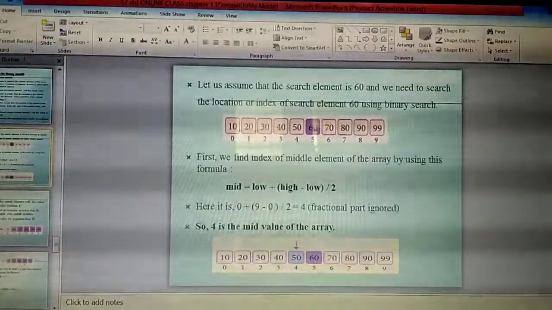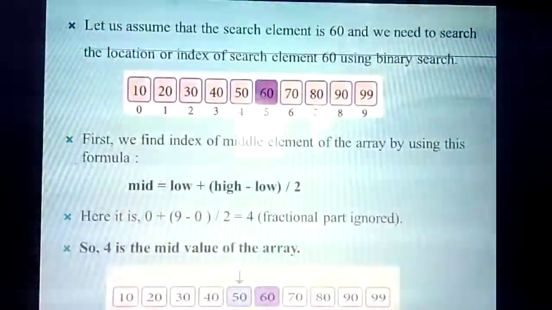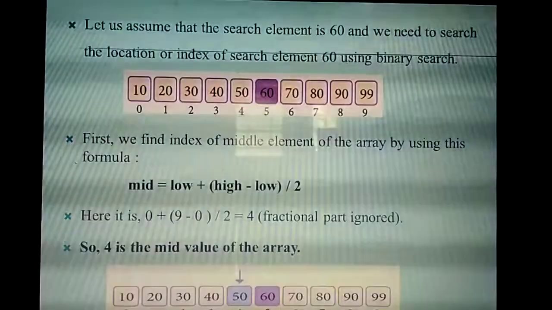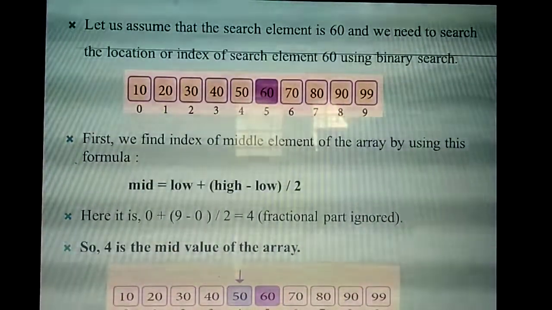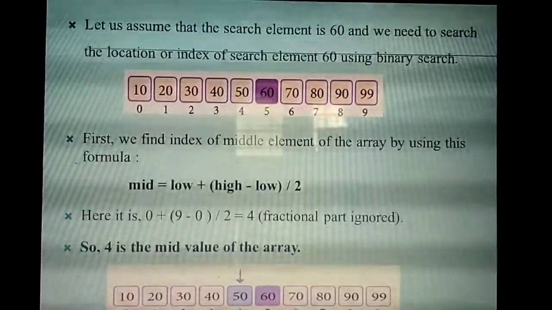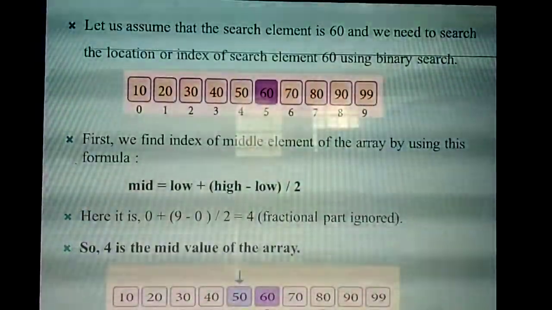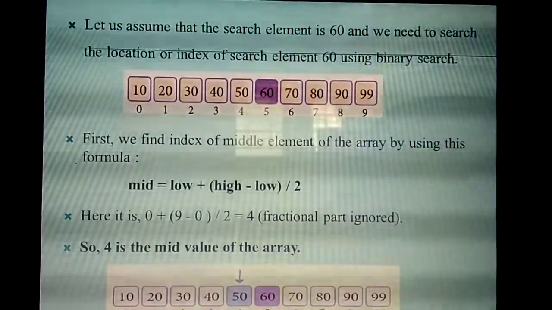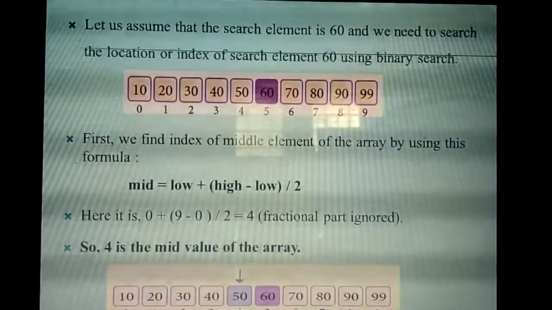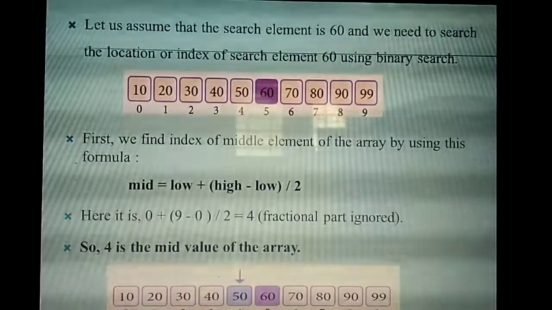Okay, sorry for the disturbance. So I'll explain. What's the target value I'm taking? 60. My target value is 60. So first of all, I stored some elements in an array, and I have given those elements some index values. What's the next step you need to do? You need to calculate the middle value.